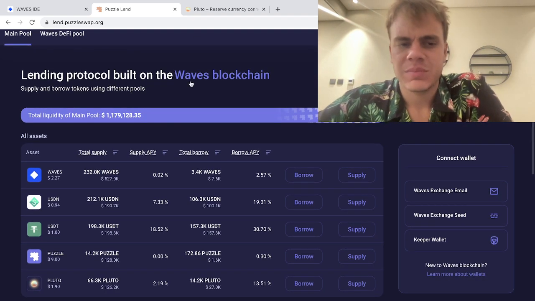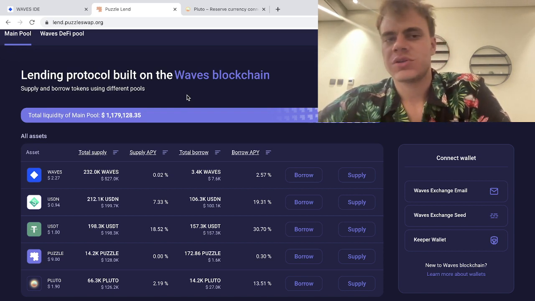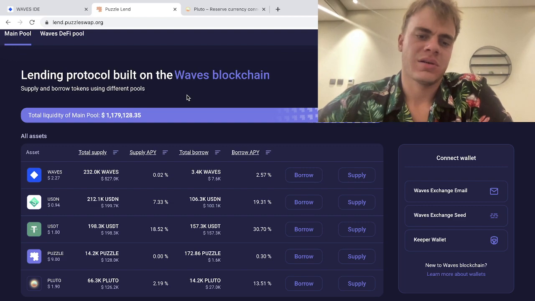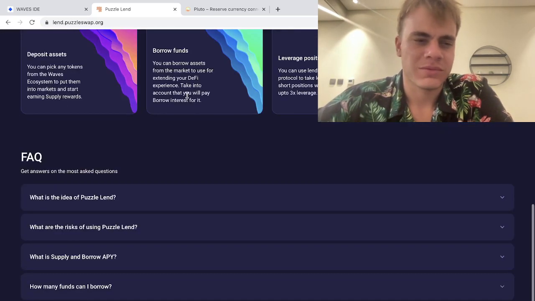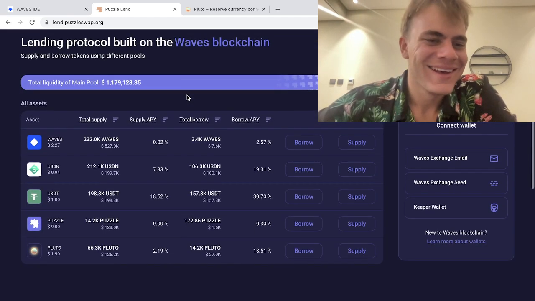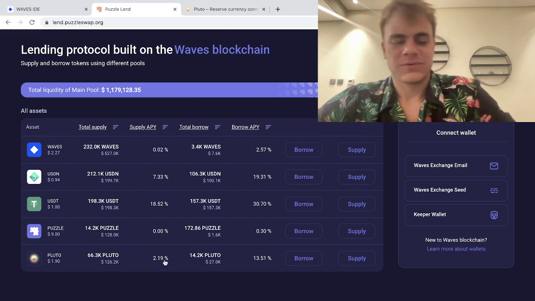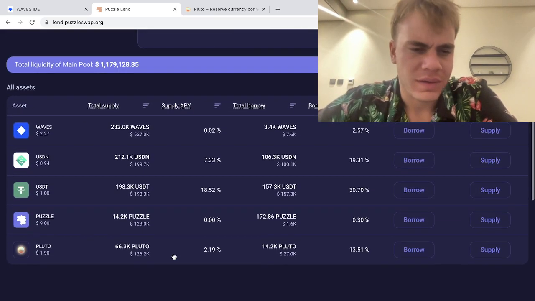So here on the main page, you can see the main data about the protocol. You can see which tokens are there and what the parameters for them are. Also, if you scroll down, you can find the basic information, but you don't need it if you watch my videos. So let's look at this spreadsheet, because that's basically the most important thing.